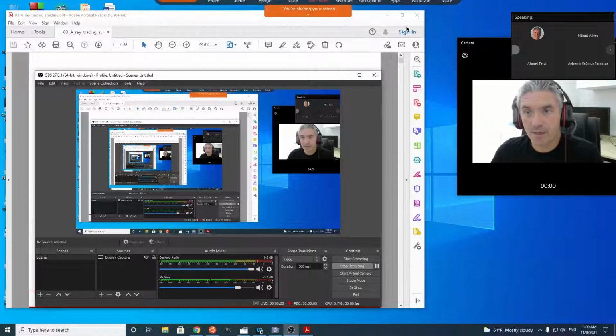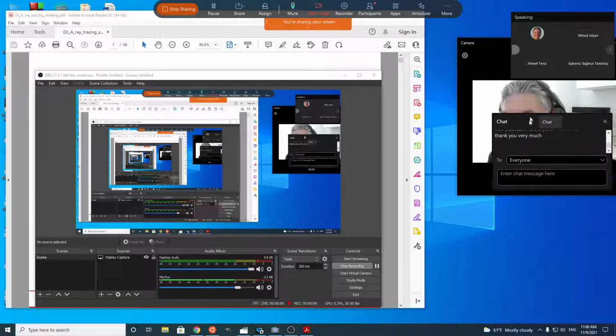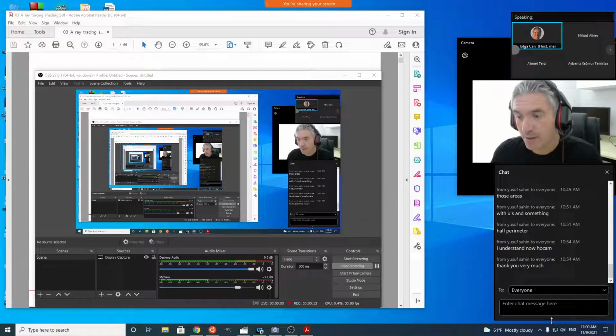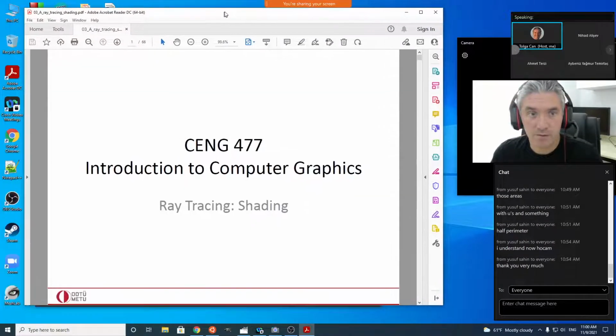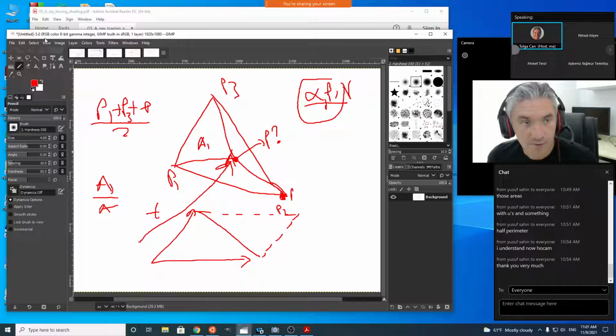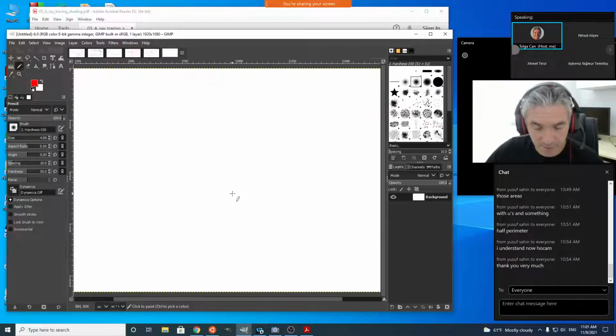Okay, I'm quickly going to summarize what we are going to be doing in shading parts, so that you understand the whole ray tracing algorithm, and then we are going to start going over the slides and start talking about the details of those parts.